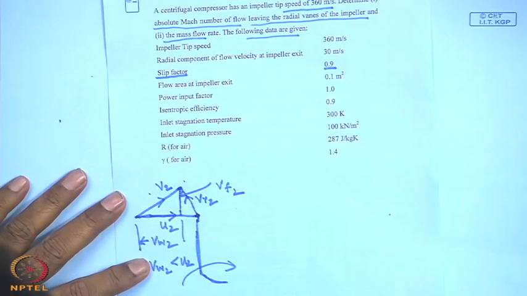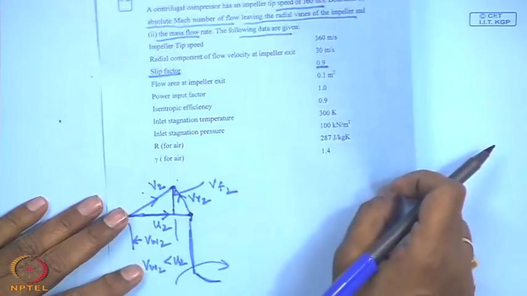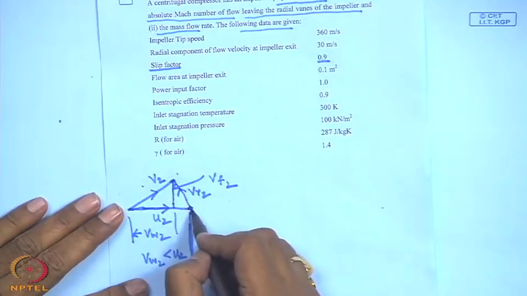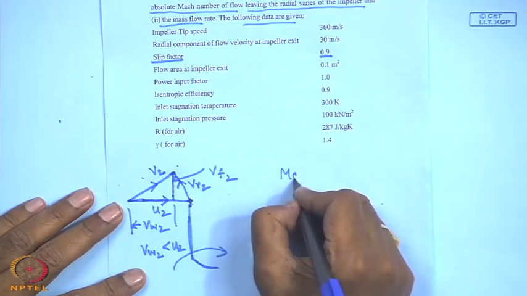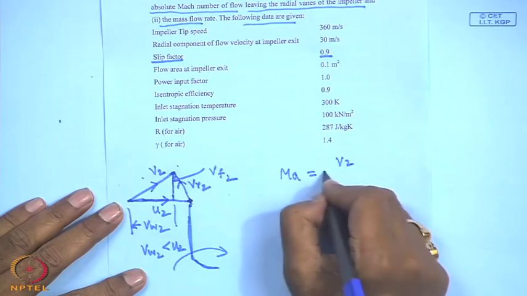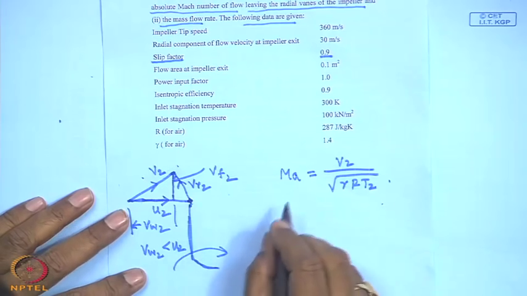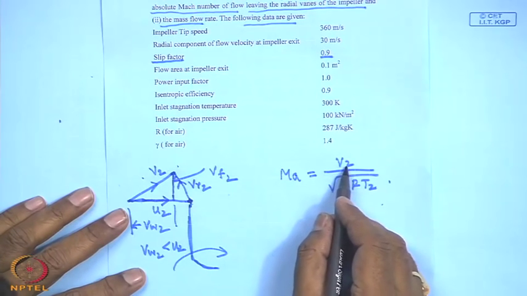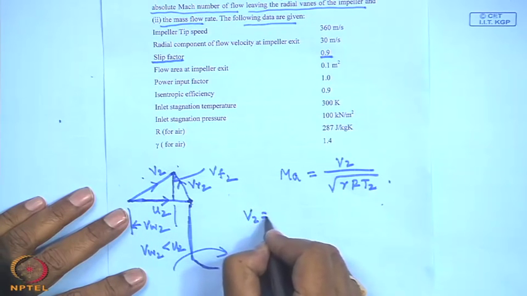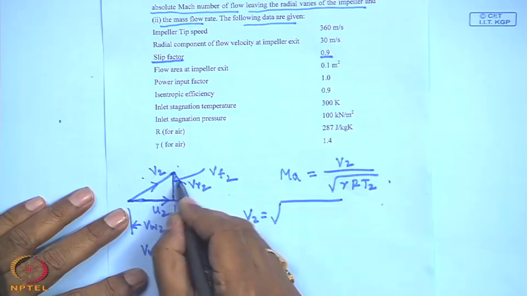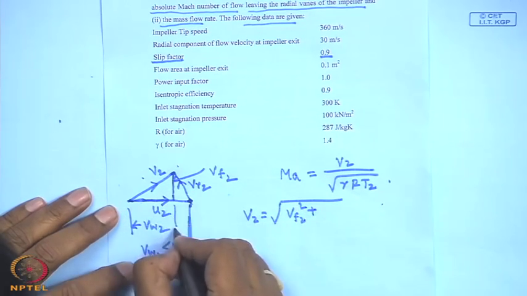Now what I will do, I will write what has to be found out, that is the Mach number based on absolute velocity at the outlet of the impeller. So I have to find out the Mach number, V2 by root over gamma RT2. Now, how to find V2? V2 is the absolute velocity. V2 is root over VF2 squared plus VW2 squared.